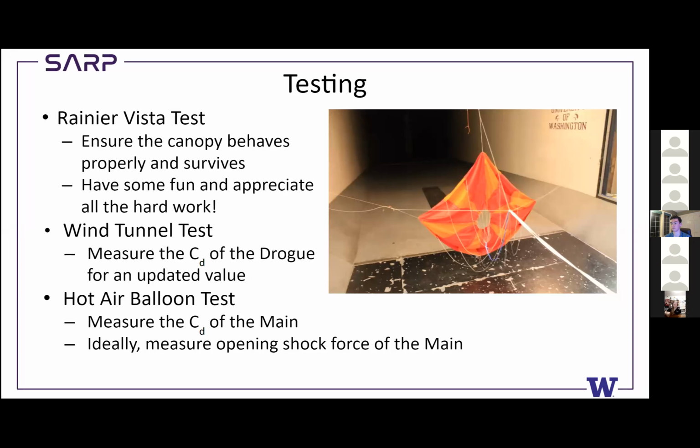Some of the testing that we'll do: Rainier Vista testing is mostly just for fun and to appreciate all the hard work we've done. It's just kind of running around with the parachutes on a windy day, and being sure that they actually act like parachutes and do what they're supposed to. We're also going to do wind tunnel testing of the drogue. On the right is a picture of wind tunnel testing that we did in 2018-19, and that is some of the best data that we have about how our parachutes actually perform.